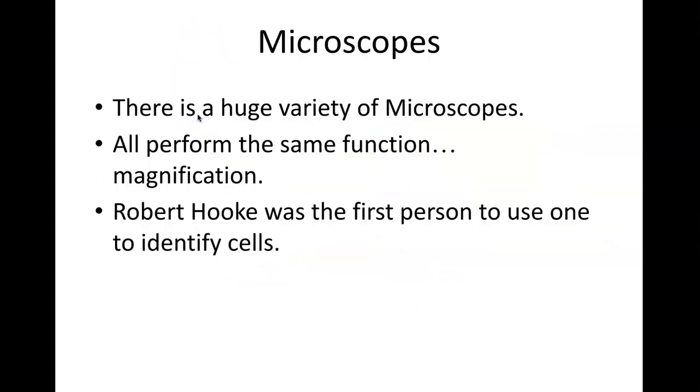So there is a huge variety of microscopes. There are dissecting microscopes, which we do have. The total magnification of dissecting microscopes is not nearly as high as our compound light microscopes. The dissecting microscopes are on the bottom of the cart. Please leave the dissecting microscopes on the bottom. You need a microscope that is a compound light microscope.